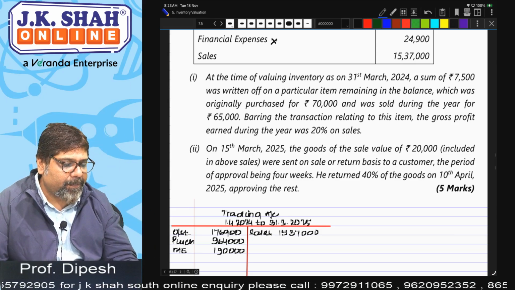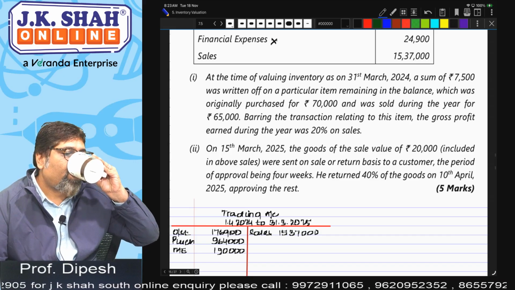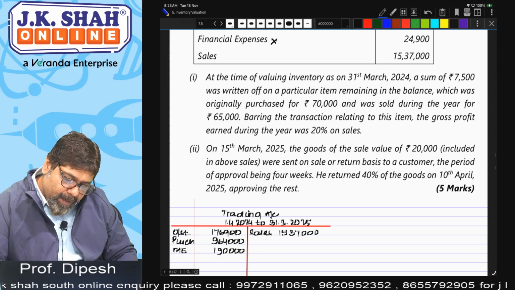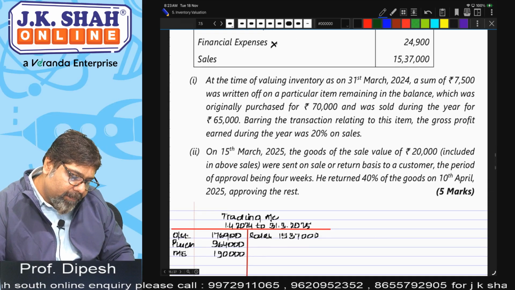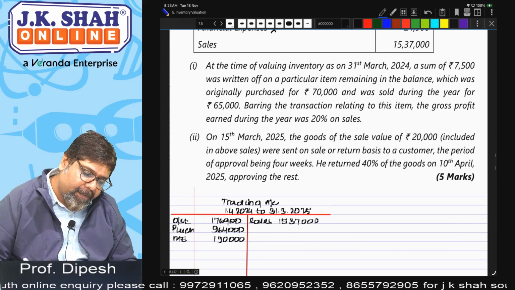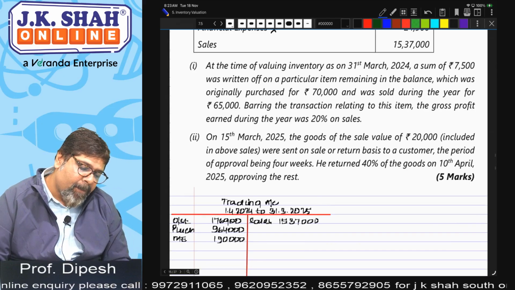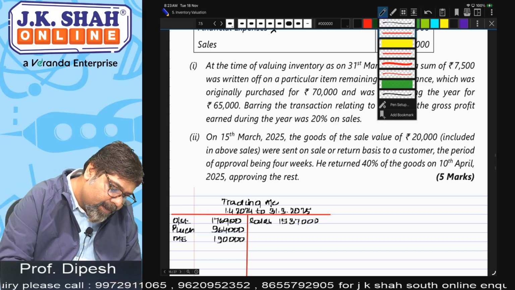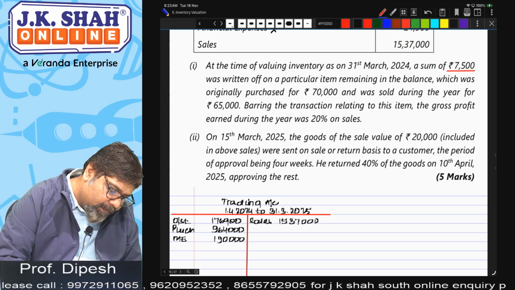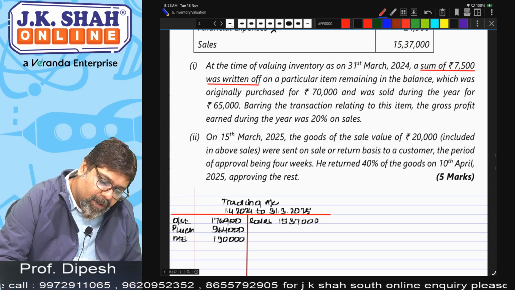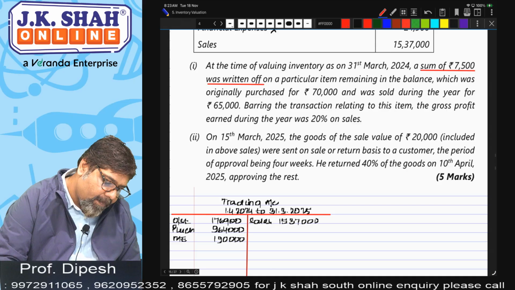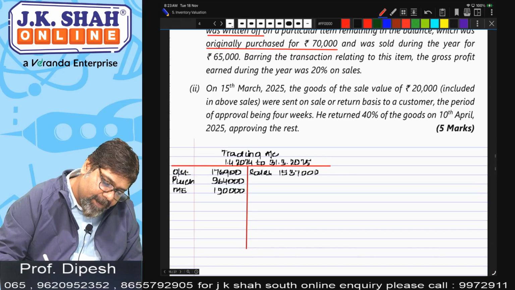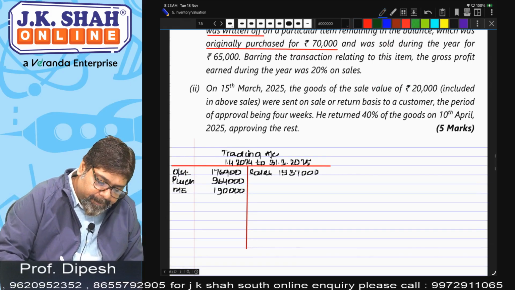Now, chartered, at the time of valuing inventory, a sum of rupees 7,500 was written off a particular item in the balance sheet which was originally purchased for how much? 70,000. So a sum of rupees 7,500 was written off, which was originally purchased for 70,000. Okay. So point number 1.